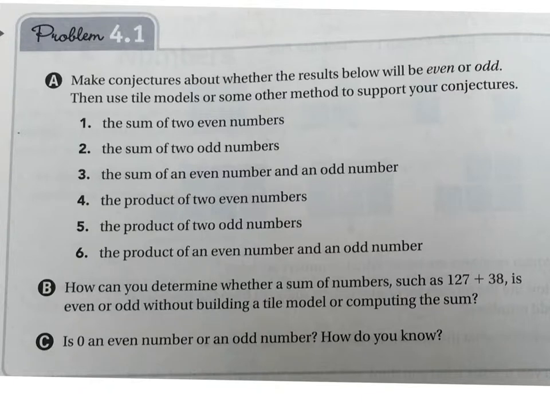So your questions on your homework for 4.1, it says make conjectures. A conjecture is just you making your best educated guess. Make conjectures about whether the results below will be even or odd. Then use tile models or some other method to support your conjectures. I will have tiles in the classroom that you can use to show these. So you'll be working on A, B, and C.